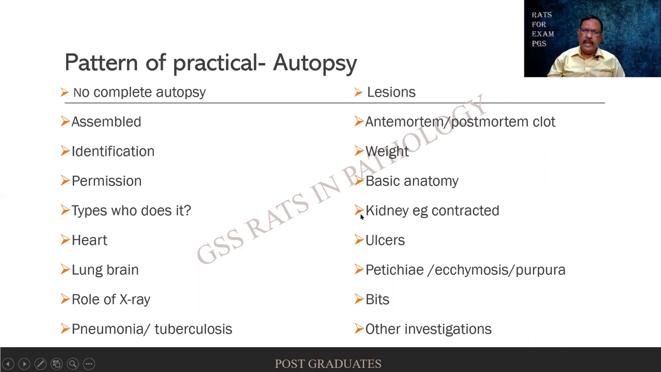Various questions shall be asked about the identification of the cadaver, who gives permission, who does it, and how do you open the various organs, what is the importance of the autopsy, and so on and so forth. And we are supposed to know the basic weight of the organ, the fundamental anatomy, not as accurate as the first year anatomy. And some of the lesions, we will have to explain or give a differential diagnosis before we arrive at a final diagnosis.